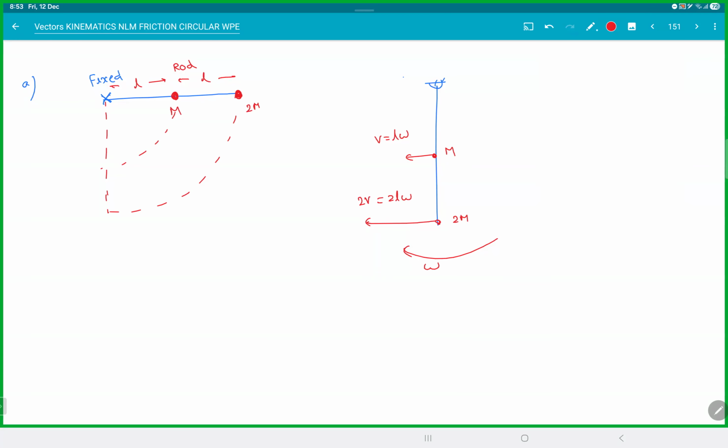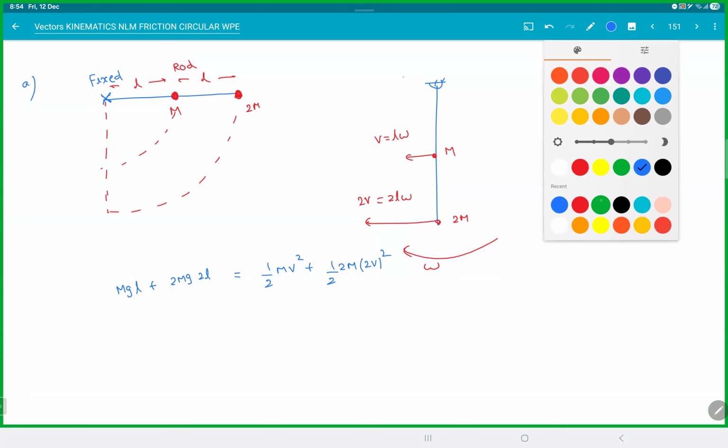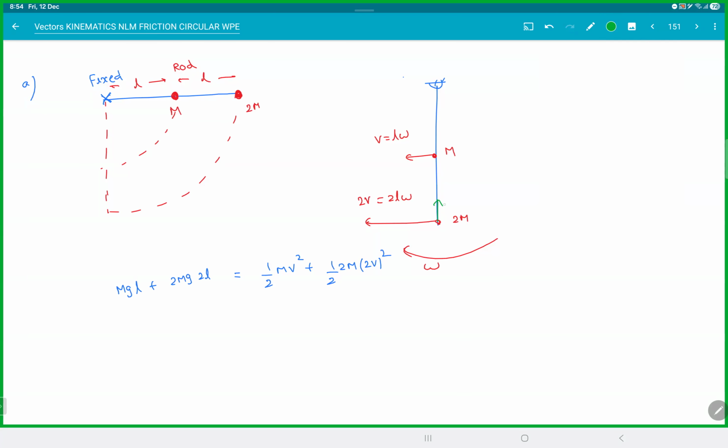Then what is the loss in potential energy? One thing has fallen L, mgL. The other one has fallen 2mg, 2L. That is equal to gain in kinetic energy, half mv square plus half 2m, 2v whole square. If they ask you to find tension, you can do that. The tension here is T2, the centrifugal force, 2m omega square, 2L. Here the tension is T1 minus T2, centrifugal force, m omega square L. So there you can find the tensions also. Clear with that?